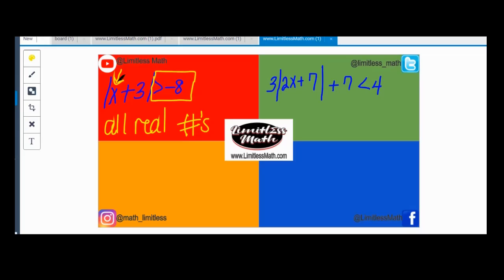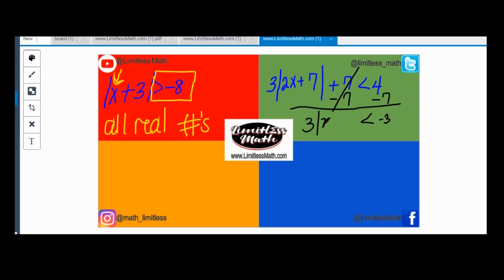Let's look at the other example in the green rectangle. We have 3 times the absolute value of 2x plus 7, plus 7 is less than 4. Looks fine to start with. Let's just work it out. We want to solve this for x. Obviously, we want to get the absolute value isolated first. So that means I don't want anything outside of the bars, nothing. So let's do the reverse order of operations. Let's subtract the 7 first, and we end up with a -3 on that side.